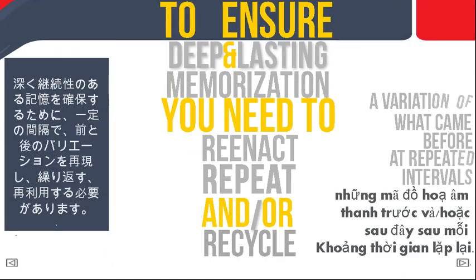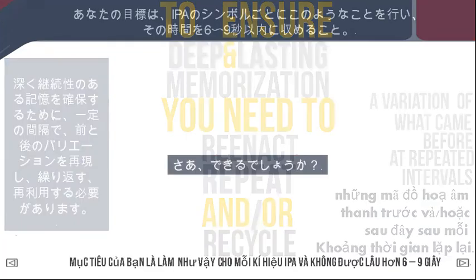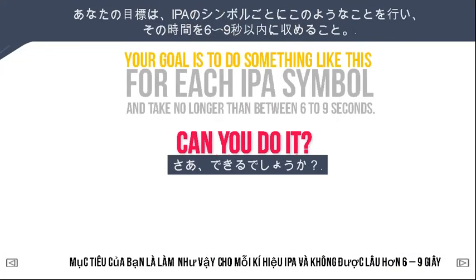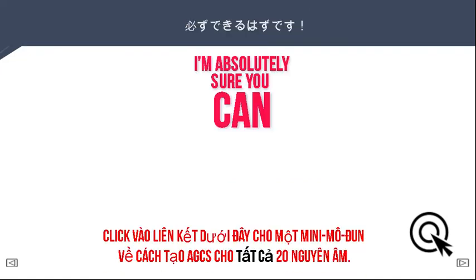To ensure deep and lasting memorization, you need to reenact, repeat, and recycle variations of the preceding at repeated intervals. Your goal is to do something like this for each IPA symbol and take no longer than between 6 and 9 seconds. Can you do it? I'm absolutely sure you can.